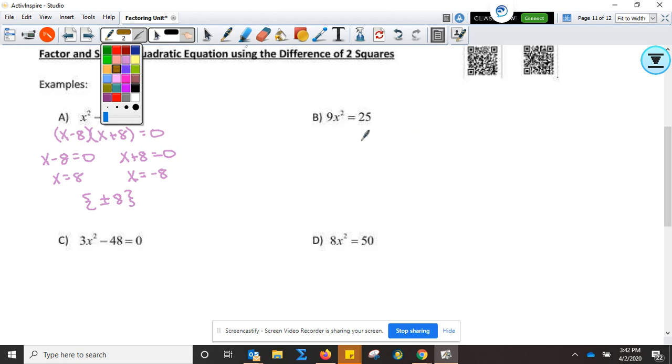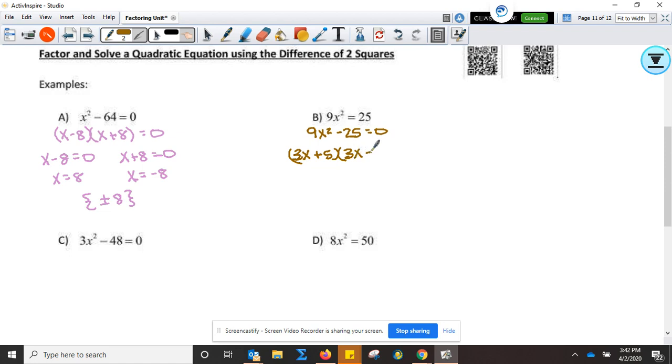Now, 9x squared equals 25. Remember, you always want this equal to 0. So I'm going to have to subtract that 25 over. So I get 9x squared minus 25. That's equal to 0. I just subtracted that 25 over. Now it's a difference of two squares. So that's going to be 3x plus 5, 3x minus 5. And it's equal to 0.